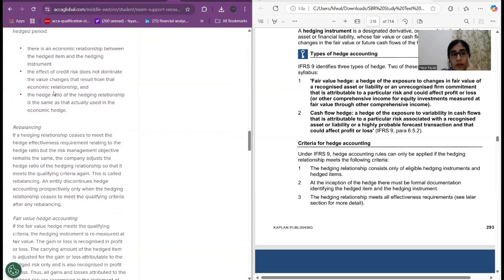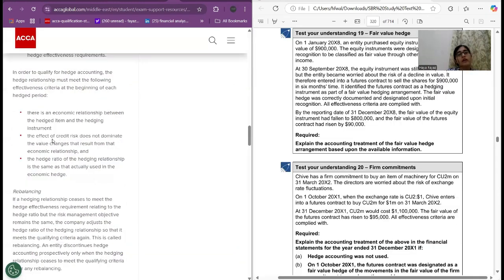So that's also important. To some extent, credit risk is okay, but not as a dominating part. There should be other risks as well associated, change in fair value, change in prices, other criteria, other risks as well. In the last one, the hedge ratio, the hedging relationship is the same as that actually used in the economic hedge.